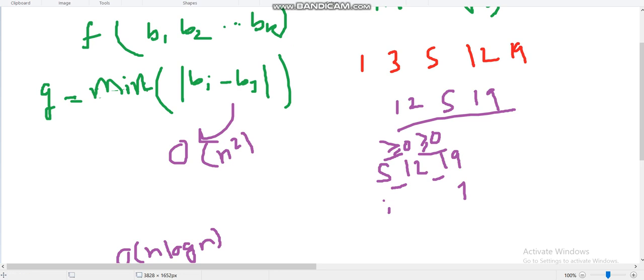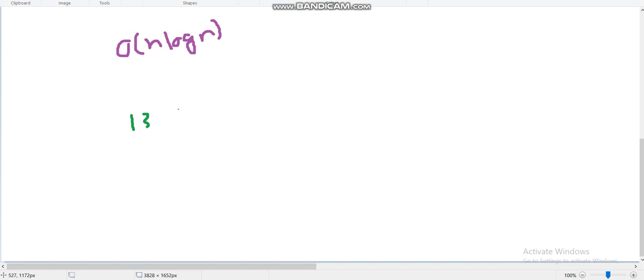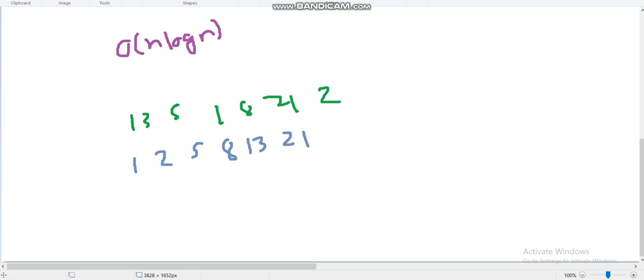Okay, now let's take this example: 13, 5, 1, 8, 21 and 2. Now let's sort this first, because I have already told you that sorting will help us. So it will be 1, 2, 5, 8, 13 and 21. Now let's say we are given that the answer, the absolute difference, could be 8.